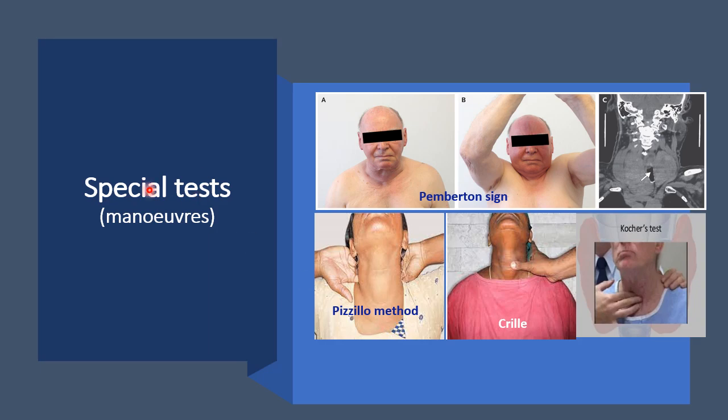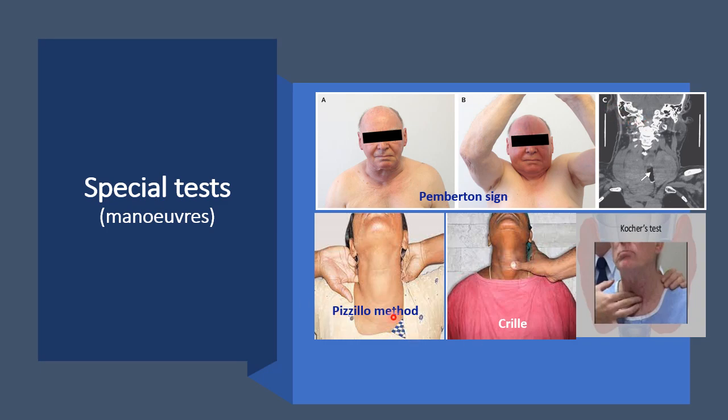Okay, these are some special tests or maneuvers. This I told you is the Pemberton sign. Raise the hands above, the face becomes flush. And this is due to pressure of this large goiter on the great veins at the inlet of the thorax here. When the veins are compressed, the venous return from the head and face reduces, and there you get congestion.